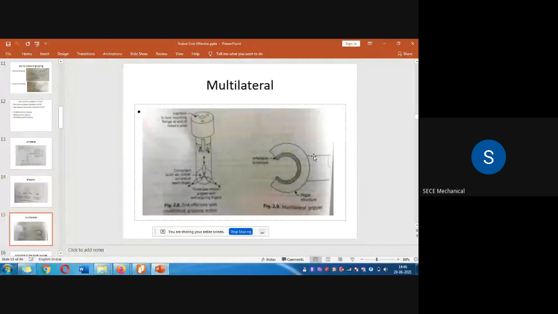If it is from multiple ends, say for example the three jaw chuck. If you are holding a shaft at the center from three different points, the shaft will be held. That is one kind of example of this bilateral, three jaw and four jaw chuck. This is a simple example of this multilateral gripping, right?